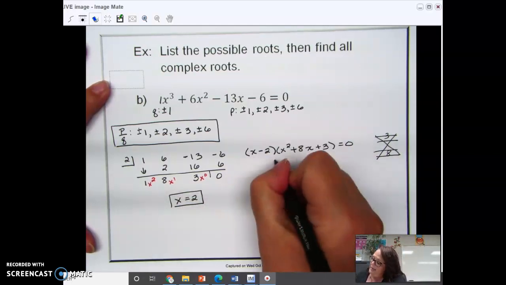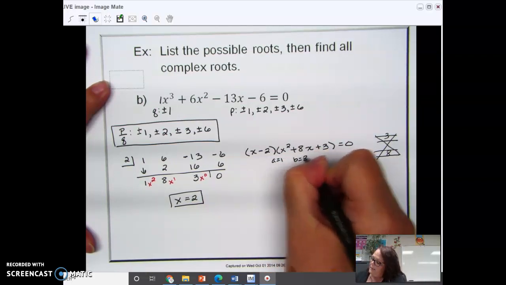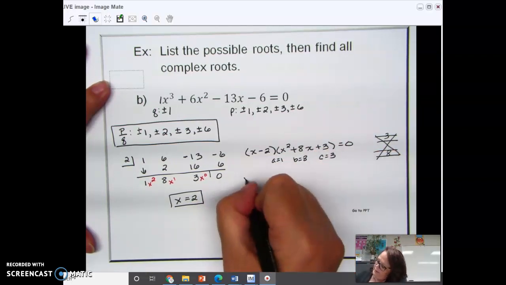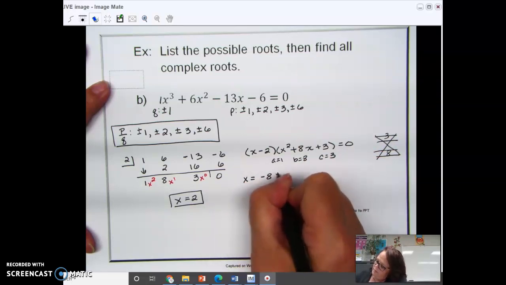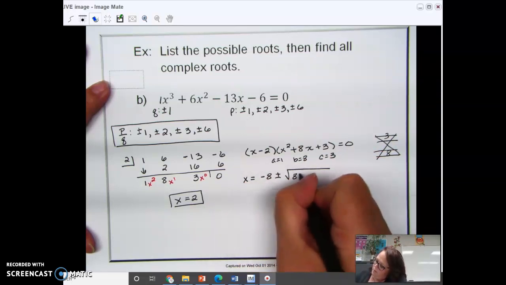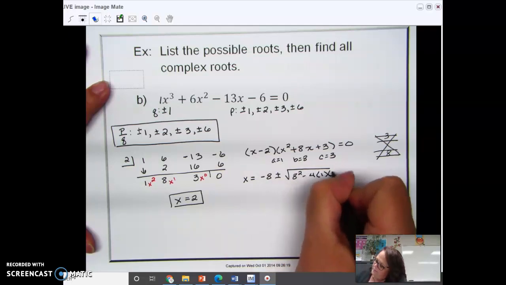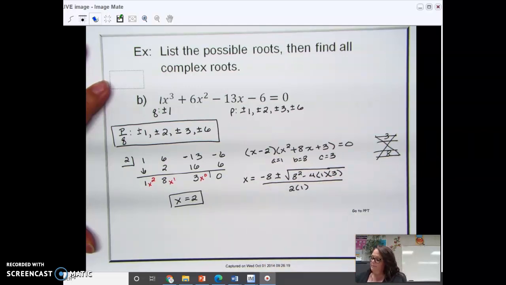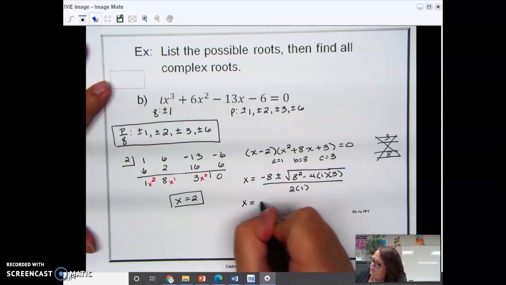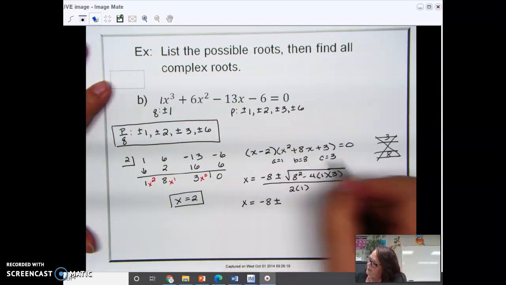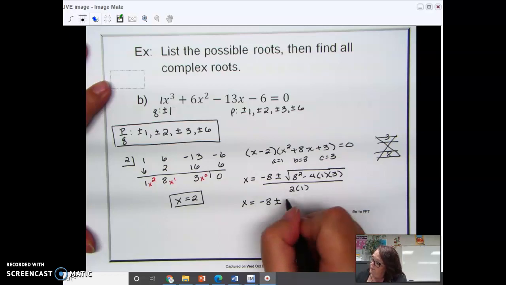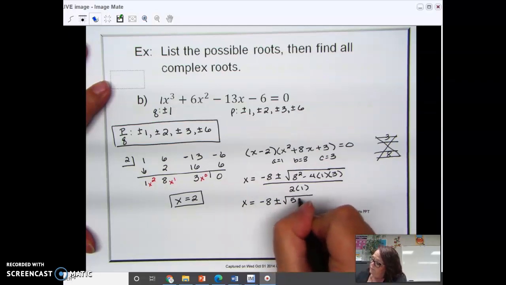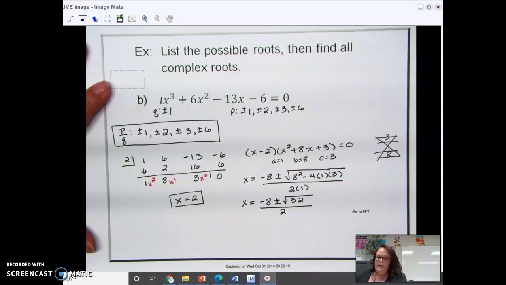And then I can say a is equal to 1, b is equal to 8, and c is equal to 3. And we can say x is equal to negative b plus or minus the square root of b squared minus 4ac, all over 2a, okay? So that means that we have x is equal to -8 plus or minus, and then we get 64 minus 12 gives me 52, over 2. Now, I would love to be able to cancel this -8 with the 2, but I can't because I have addition or subtraction in the middle.